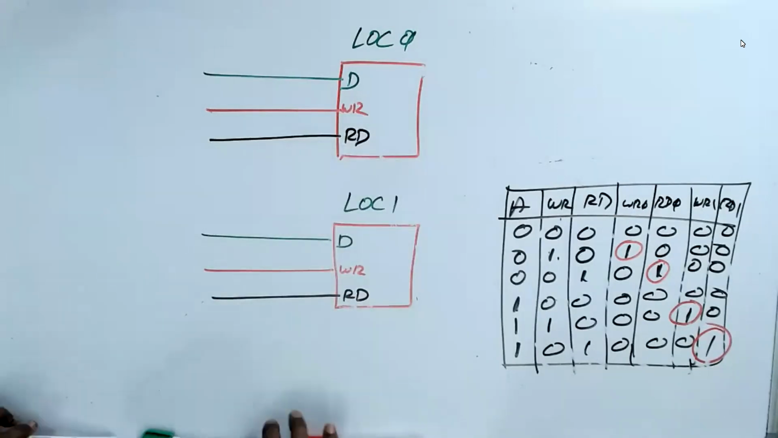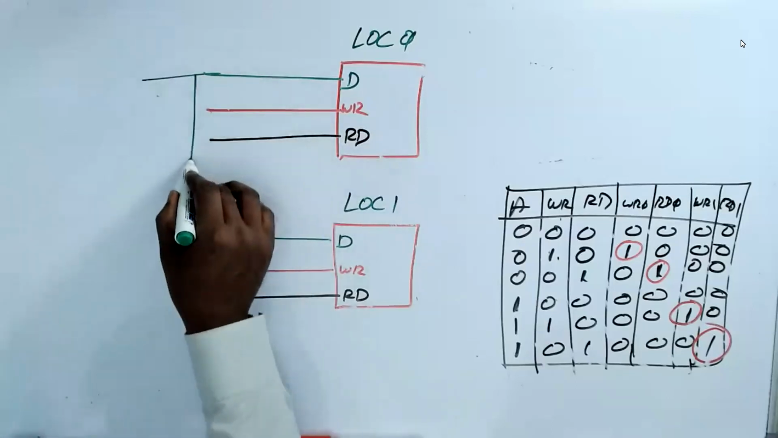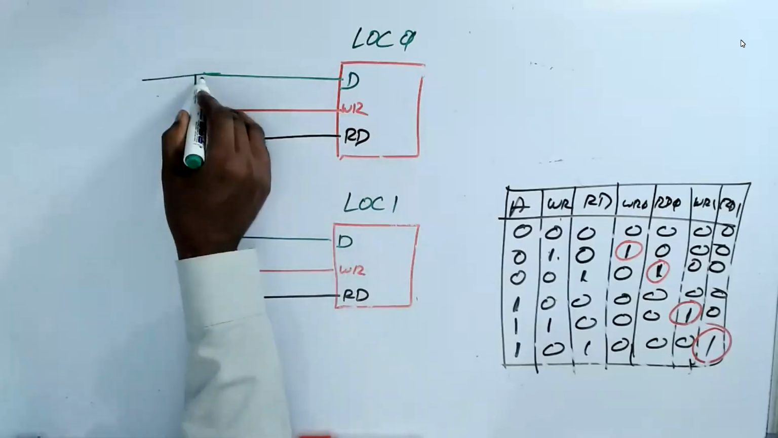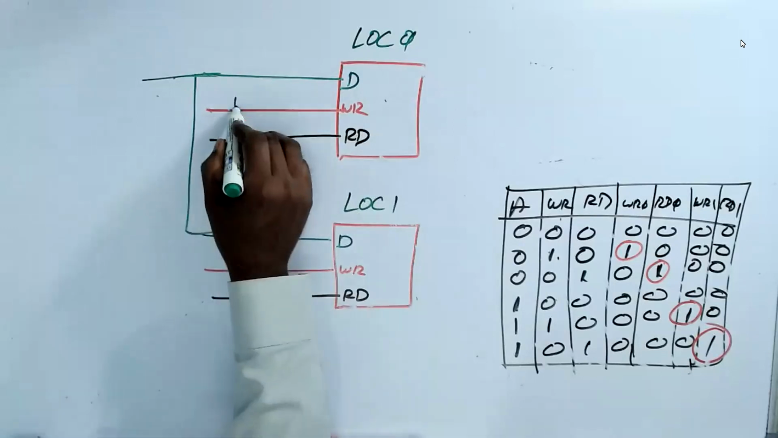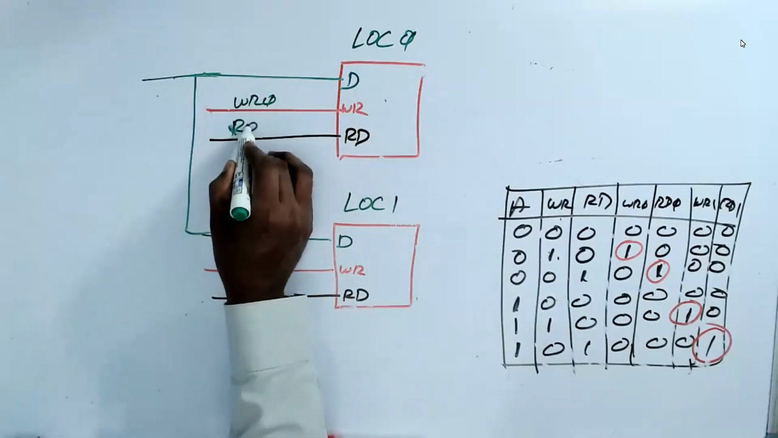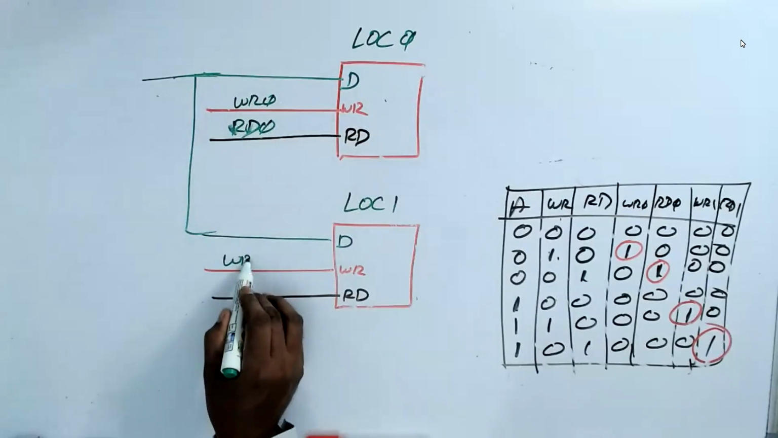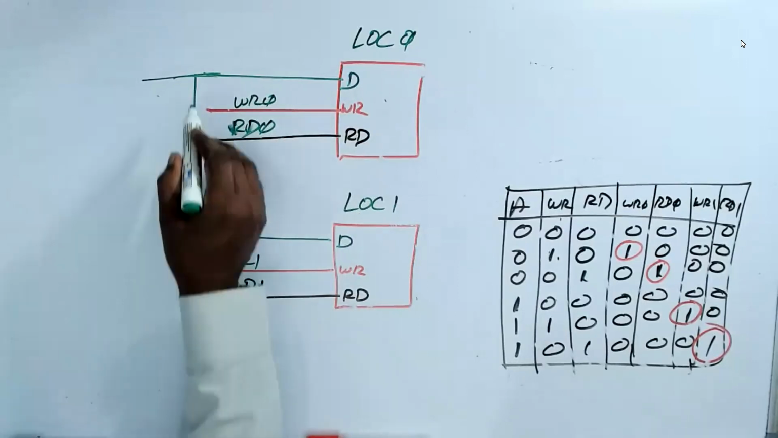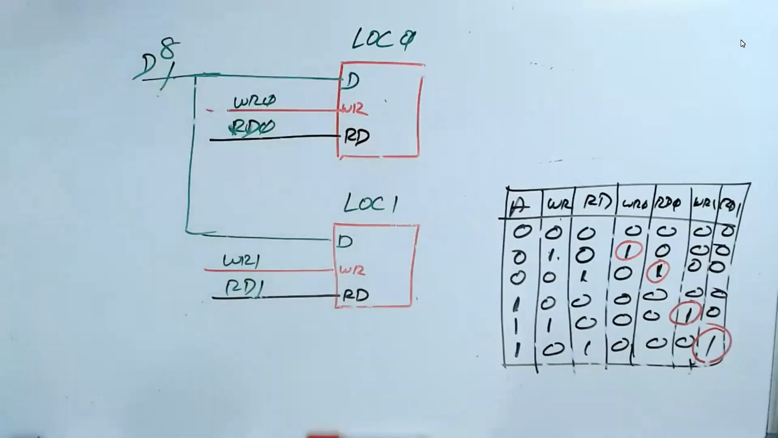So what we did was we connected the data wires, so data goes to both of them. But who will accept it, based on these two signals? This signal is called write 0, read 0. This is called write 1, read 1. There's only one data, not two data.